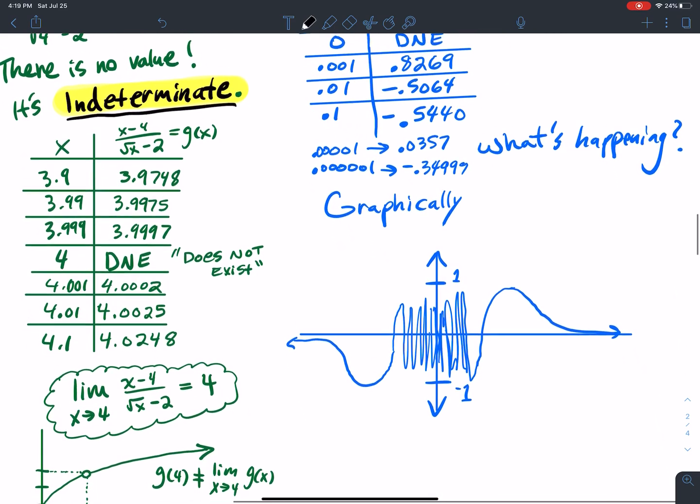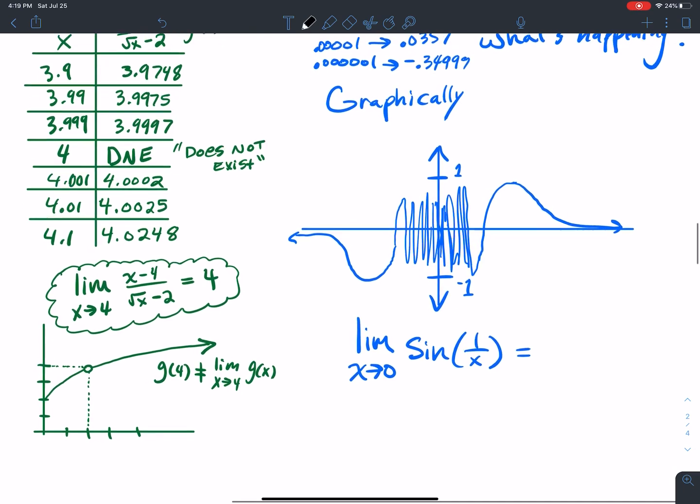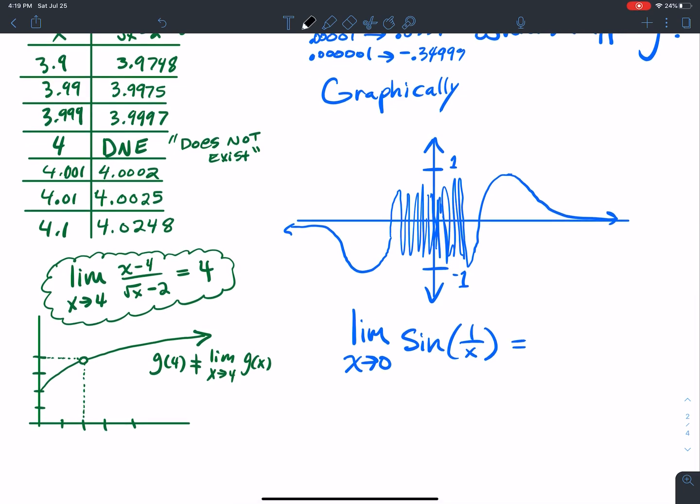So what's happening graphically here? Well, it looks like as we get closer and closer to 0 from both sides, we're kind of getting into some chaos right here, okay? It just gets more and more chaotic, okay? So the limit as x goes to 0, if you think about this, 1 over a really small number happens to be a very big number.